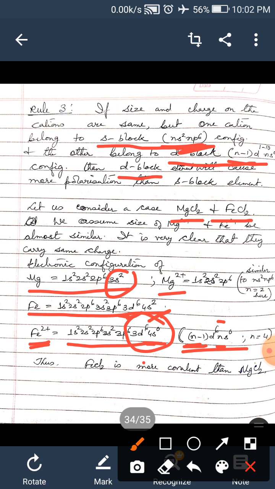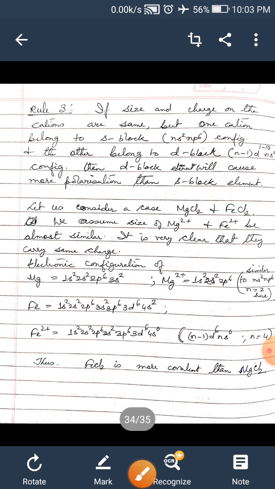Now we have assumed that magnesium ion and ferrous ion have the same size, and it's very evident from here that magnesium and ferrous have the same charge as well. But since iron belongs to d block, ferrous chloride is going to be more covalent than magnesium chloride according to Fajan's rule. So these are the 3 sets of rules which we learn from Fajan's, and that's all about Fajan's rule. And during the exam, I don't expect that they will ask you to write the rules, but mostly a set of examples will be given, and you have to identify which one is going to be more covalent in nature.